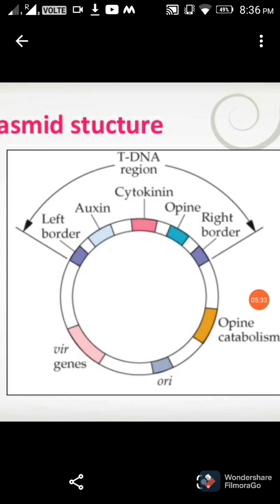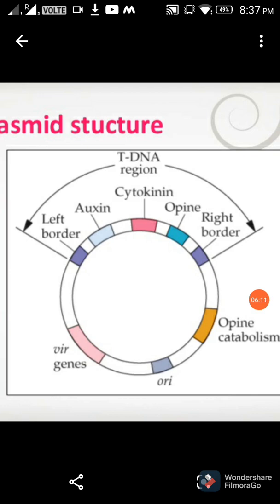Just remember, they help in the successful transfer of tDNA into the plant genome. And you know that the opine catabolism region functions in the uptake and metabolism of opines produced in the tDNA region. And we have the ORI, the origin of replication, responsible for DNA replication. So those are the structures of the TI plasmid, the different regions in the TI plasmid.